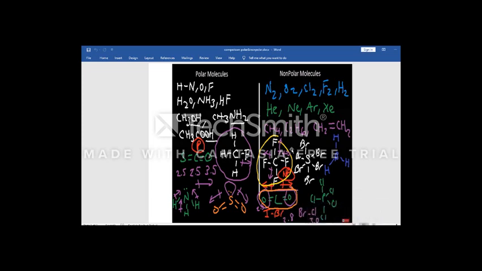The second step is we notice the geometry, like in CF4, as we saw, CF cancels against CF. On the other hand, CF up cancels CF down. So this compound is nonpolar because the forces or the bonds cancel each other.